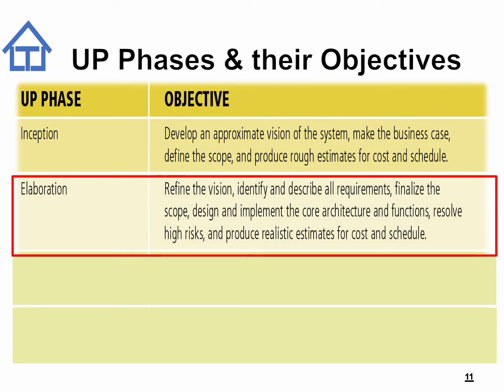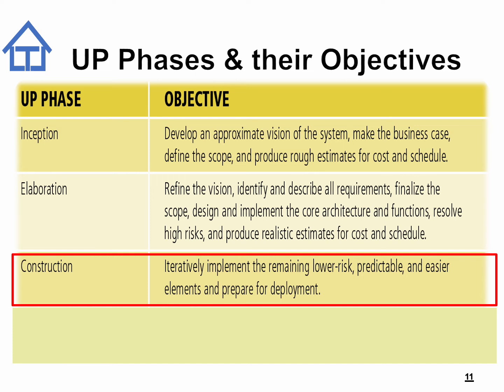The elaboration phase. The objective of the elaboration phase is to refine the vision, identify and describe all the requirements, finalize the scope, design and implement the core architecture and functions, resolve high risk, and produce realistic estimates for cost and schedule. This phase straddles the analysis and the design phase of the software development lifecycle.